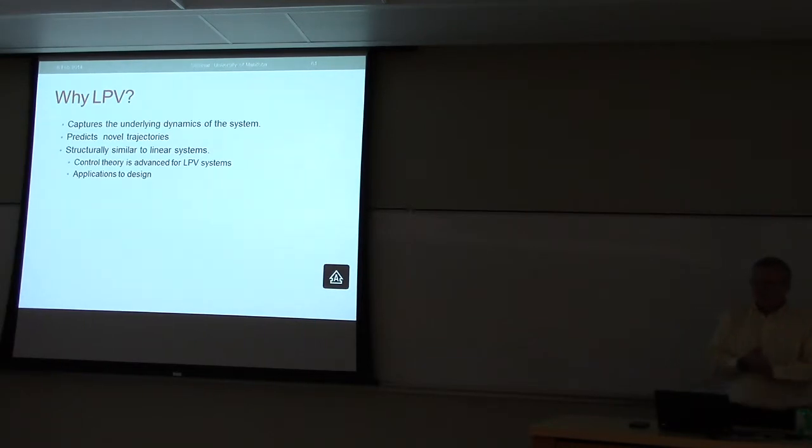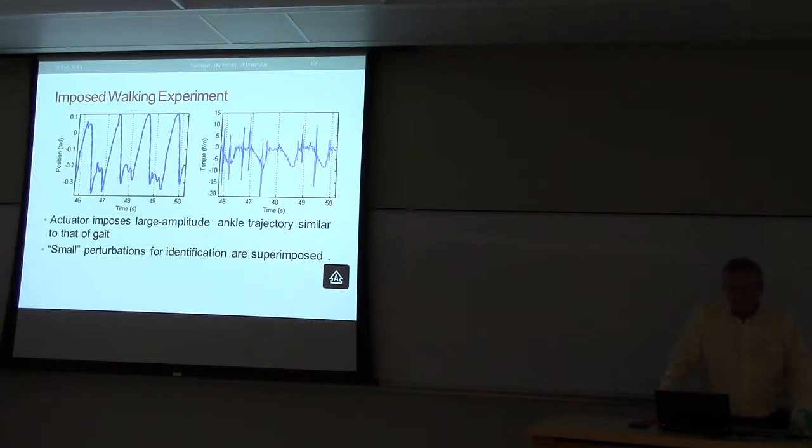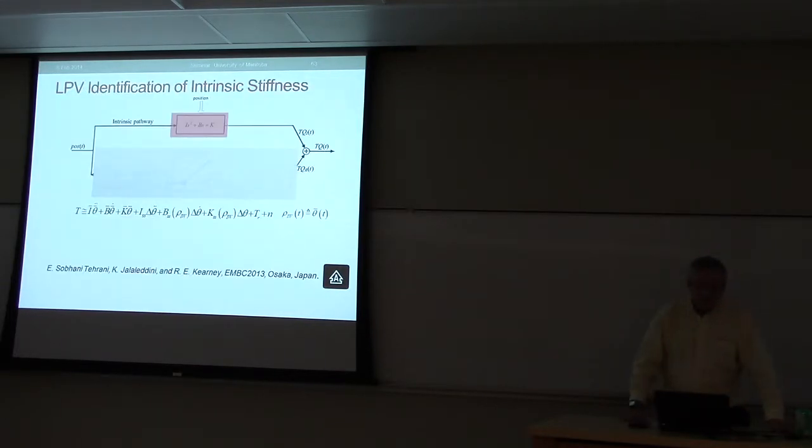The advantages of this, if it works, are that it allows us to capture the underlying dynamics, allows us to predict novel trajectories, and equally important, LPV control theory is reasonably well advanced. So if we have an LPV model of an ankle, it allows us to build this into a control system for an orthosis. So the imposed walking experiment we did showed again the same sort of behavior. The first analysis we did, and this is work in progress, so I'm going to walk you through where we are and tell you where we hope to go.